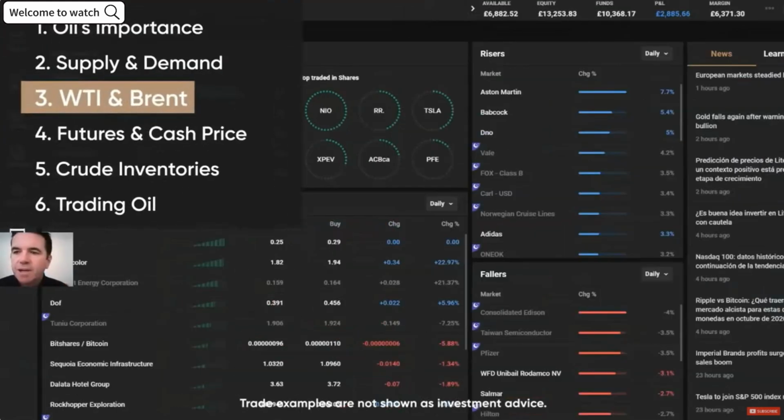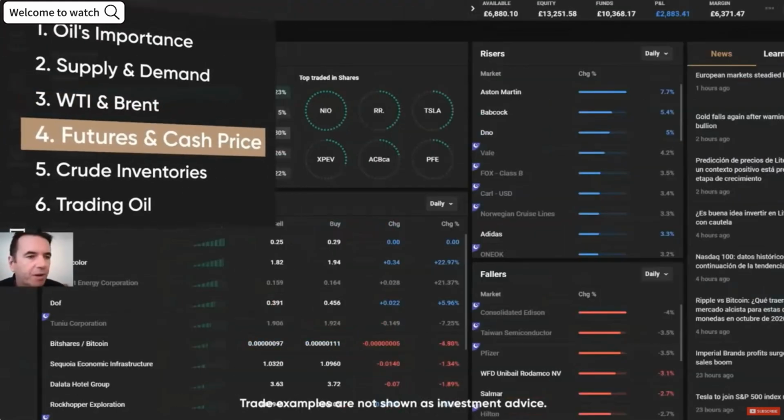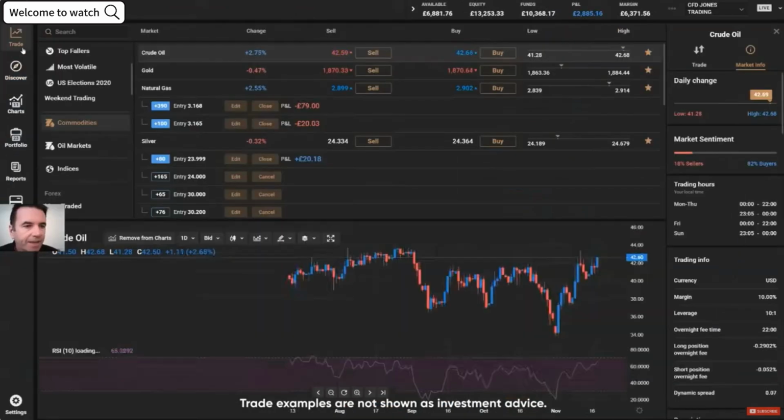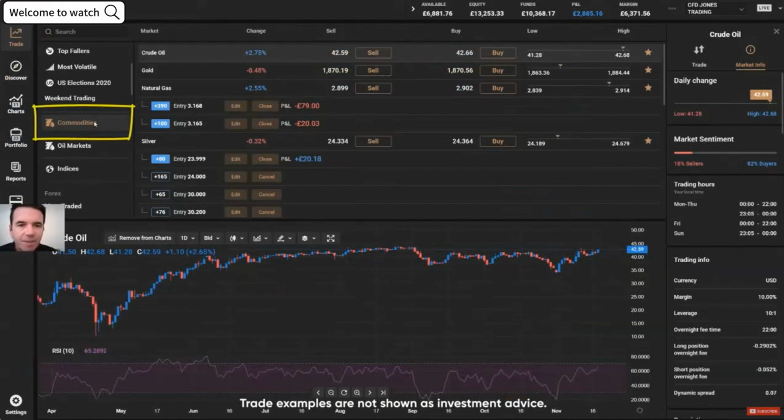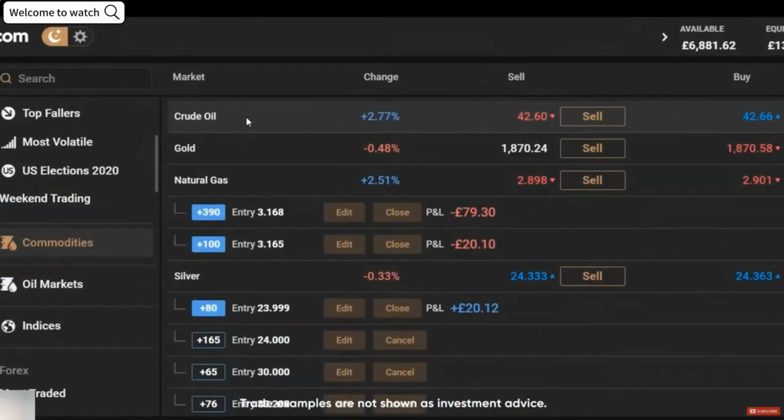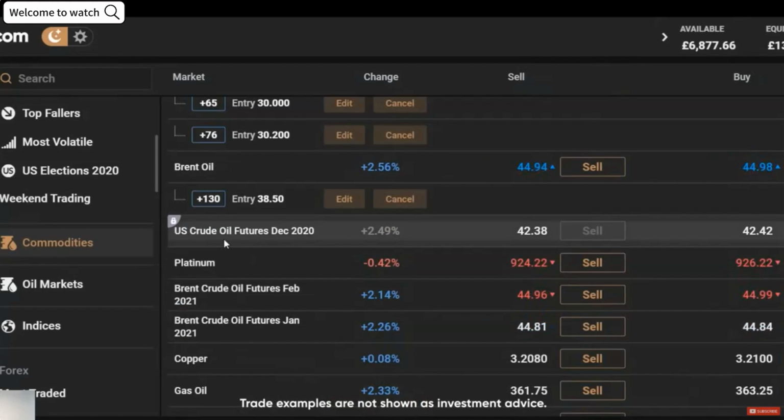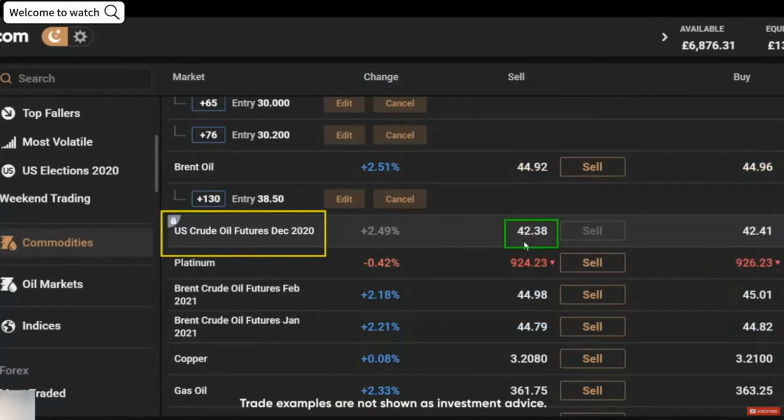So let's talk about the difference between the cash price and the futures price. Let's just go and have a look at the commodities section here on our trading platform. So at the top, we have the cash price of crude oil. That's West Texas on our platform. So in effect, it's a contract that just trades continually, and it's the spot or the cash price for the market today, currently trading around $42.60. If I just scroll down here, here we can see US crude oil futures for December. That's trading at a different price, trading currently about $42.38, as you can see. So there is a difference between the cash price and the futures price.